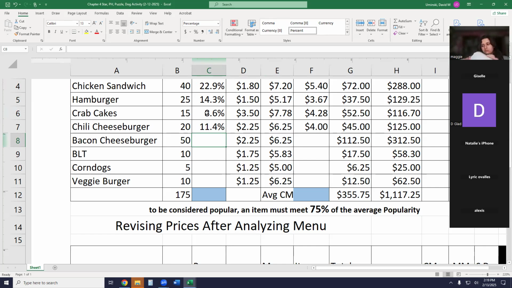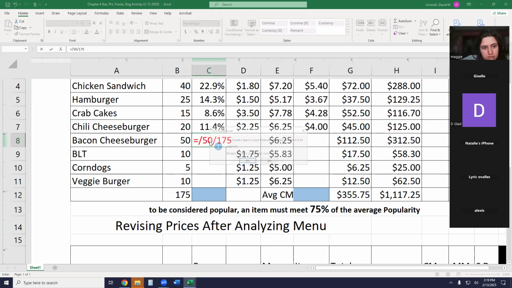Divide by. We divide by the total number that's served, right? So I've added it up for you right here. You're welcome, 175, okay? So all you have to do is divide the number by 175.